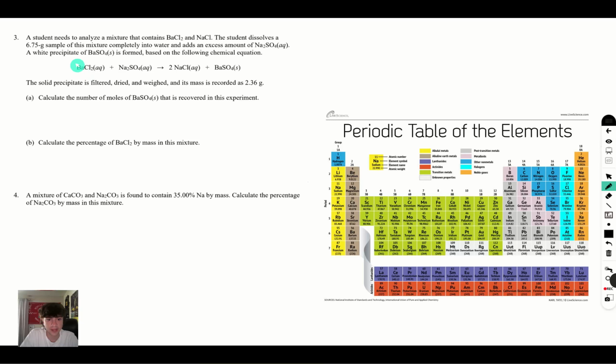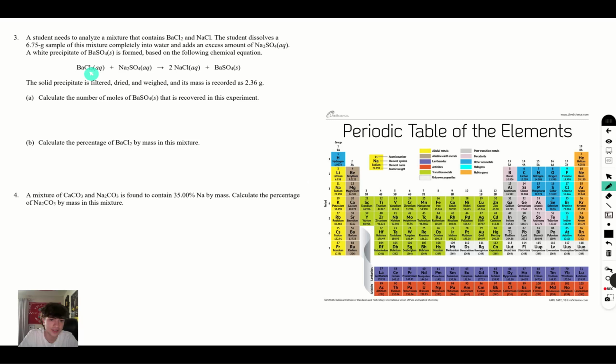Since we have a balanced chemical equation, for example, say you have 1 mole of BaCl2, that means there's also going to be 1 mole here. There's going to be 1 mole of 2NaCl, which is 2 moles of just NaCl, and 1 mole here. Say, for example, you had 5 moles of BaCl2. This would be 5, this would be 10, this would be 5.